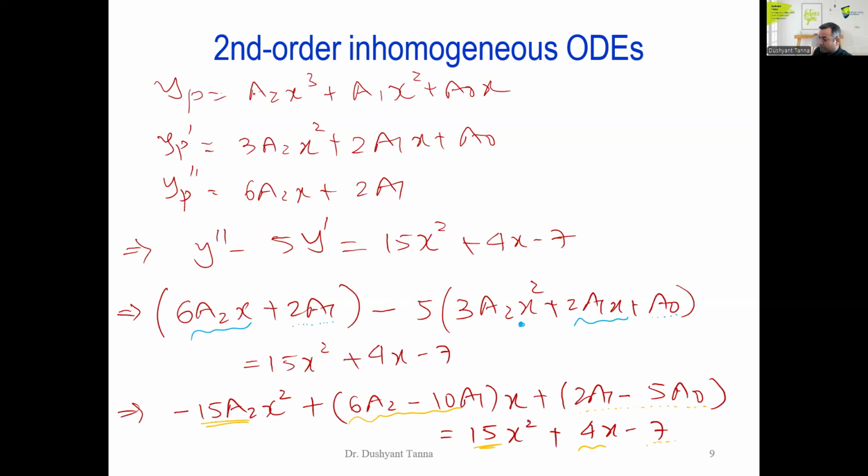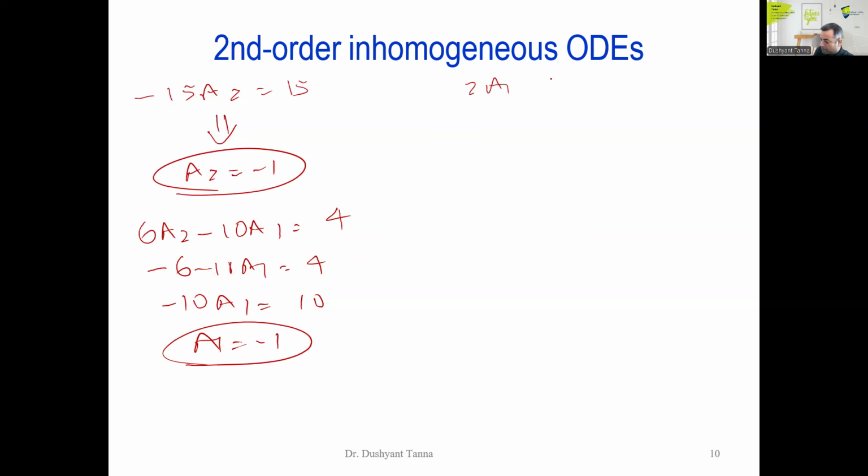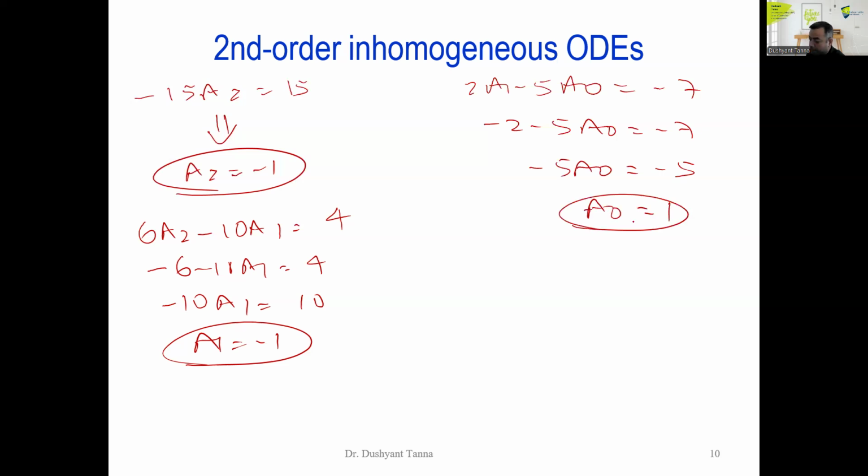Finally, we got 2a1 minus 5a0 that is equal to minus 7. Okay, so 2a1 plus 5 is minus 7. My bad, sorry. Minus 2 minus 5a0 is like that. So minus 5a0 is minus 5 and a0 is 1.